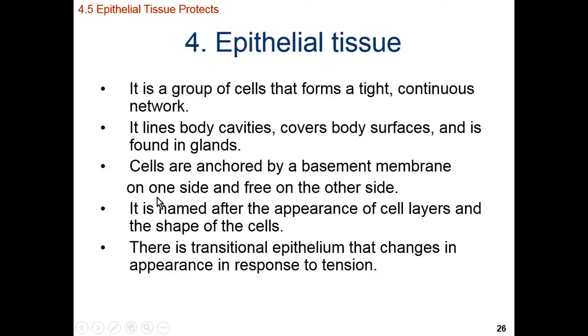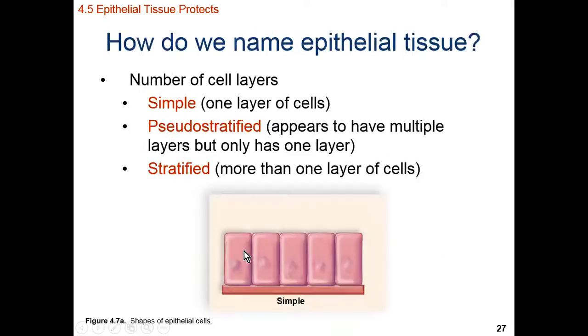If we look at epithelial tissues, generally speaking, we can name them based on how many layers there are and the shape of the cells. And then finally, there's an in-between category known as transitional epithelium that's going to change its appearance in response to varying amounts of tension that are placed on it. So the naming system based on shape and layers doesn't apply to transitional epithelium. We call it the etc. category. So if there is one layer of cells, we call it simple. If there's multiple layers of cells, we call it stratified.